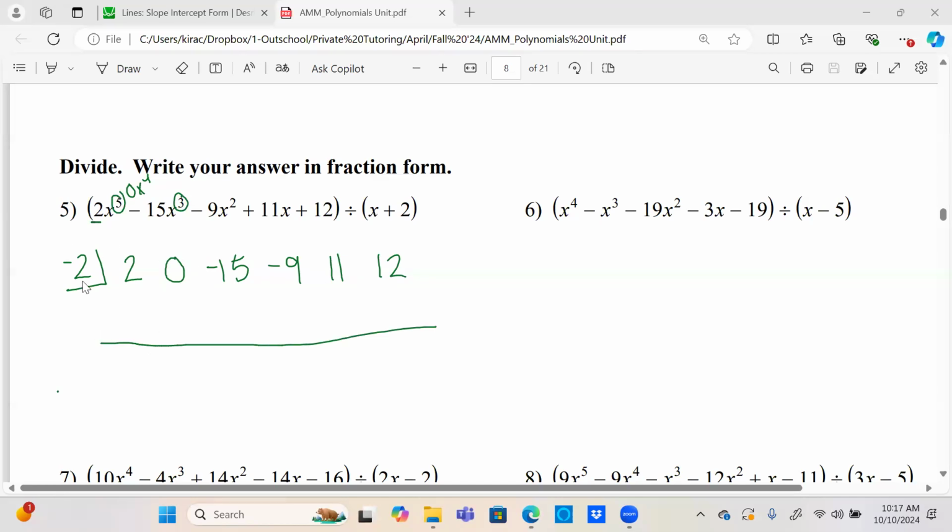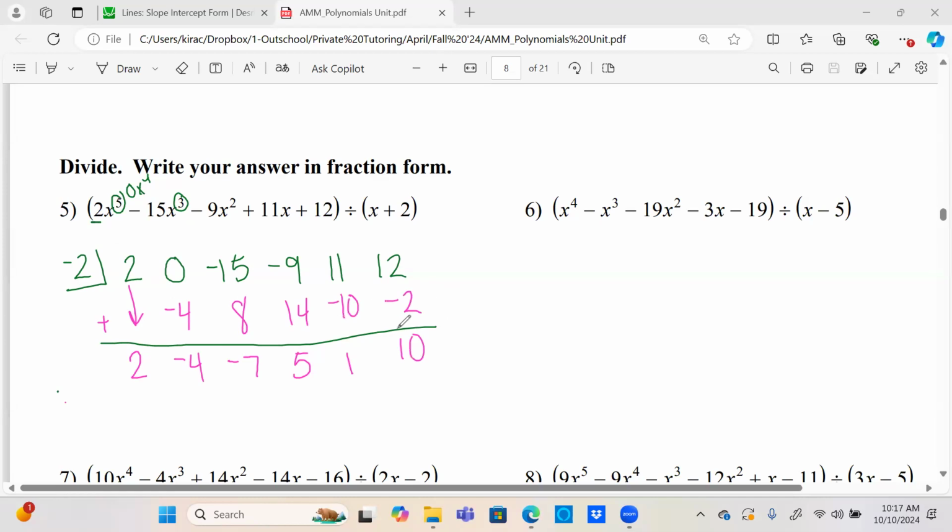And now we're ready. We're going to drop down, multiply by the timeout, add straight down. Multiply, add, multiply, add, multiply, add, multiply, add.